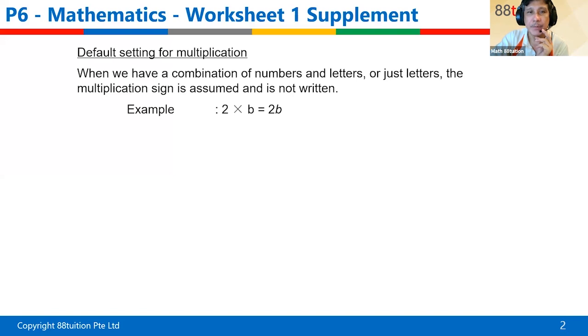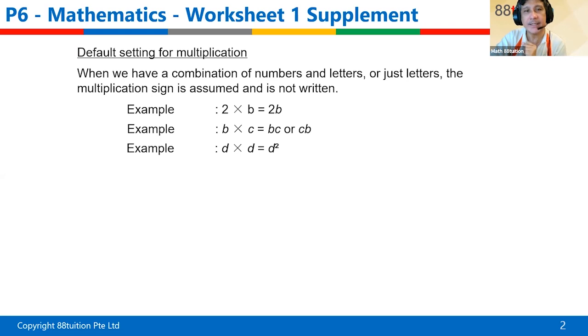Okay, so some typical examples will be 2 times B equals 2B, or B times C, you just join them together, it becomes CB or it becomes BC, makes no difference. But if it is the same letter, D times D, I will call it D square, because D times D is the same letter, it becomes D square. All right, so that is the default setting when we use algebra.